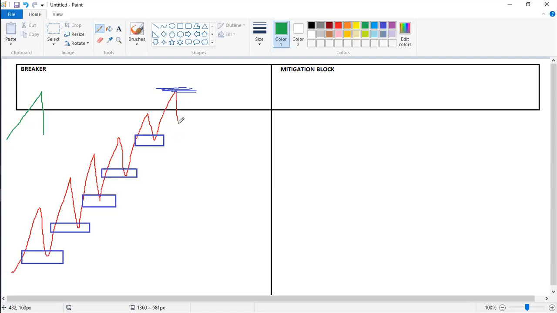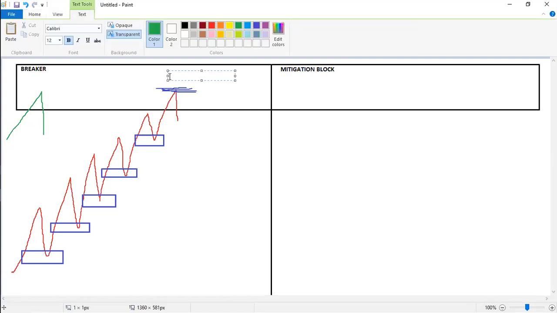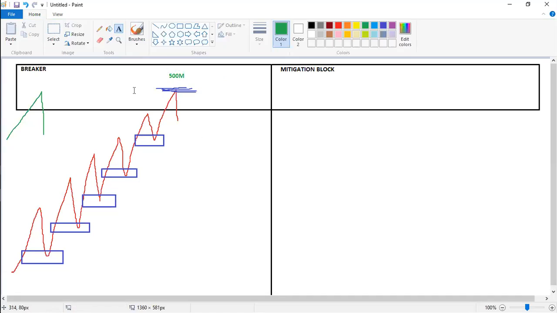So if the institutions notice that there's a lot of money up here, for example, let's say $500 million of stop losses up there, what they're going to do is, when price comes down here to make a higher low, they are going to use this order block to buy. But this buy is a manipulation. They are buying to take out all those stop losses.